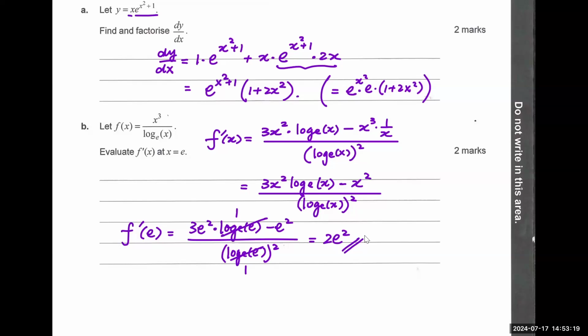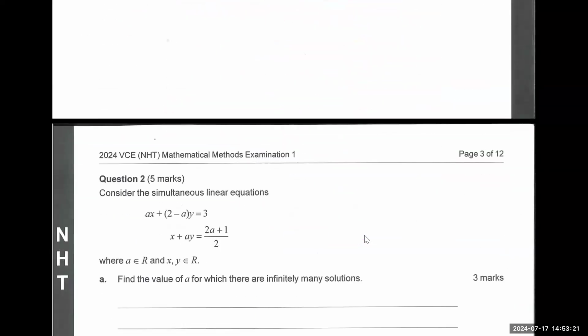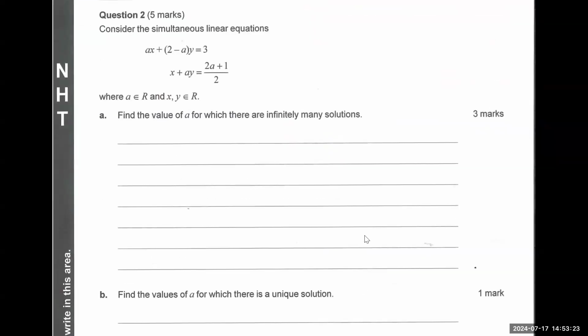And next one. Question 2. Consider the simultaneous linear equations ax plus (2 minus a) times y equals 3, and x plus a times y equals (2a plus 1) divided by 2. Find the value of a for which there are infinitely many solutions.